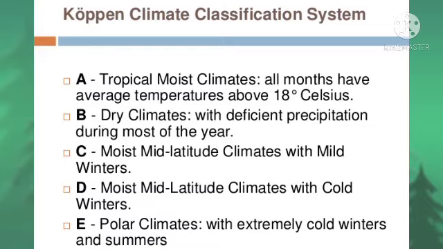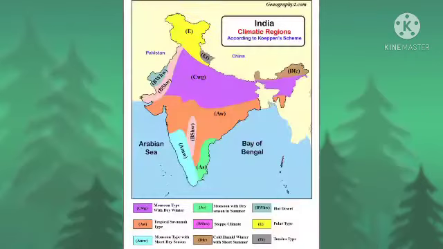Next is DFC. It is a type of climate with cold humid winter and short summer, and the area covered is Arunachal Pradesh. And at last, that is E, which means polar type or the cold climate, covering Jammu and Kashmir, Himachal Pradesh and Uttarakhand.